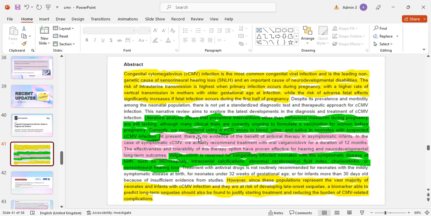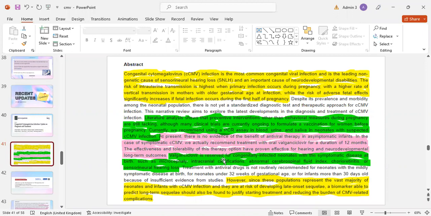Currently, we recommend using a PCR assay in the blood, urine, and saliva of neonates with suspected congenital cytomegalovirus infection. At present, there is no evidence of benefit of antiviral therapy in asymptomatic infants. In case of symptomatic congenital cytomegalovirus, we recommend treatment with oral valganciclovir for a duration of 12 months. The effectiveness and tolerability of this therapy option have proven effective for hearing and neurodevelopmental long-term outcomes.